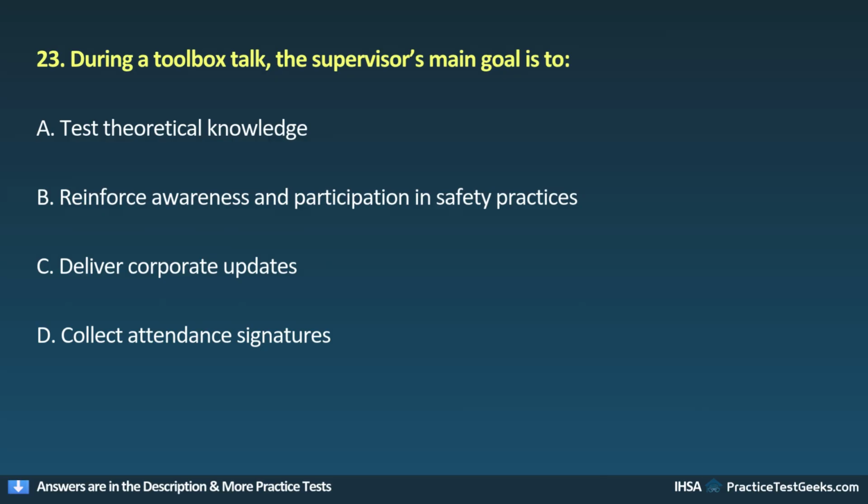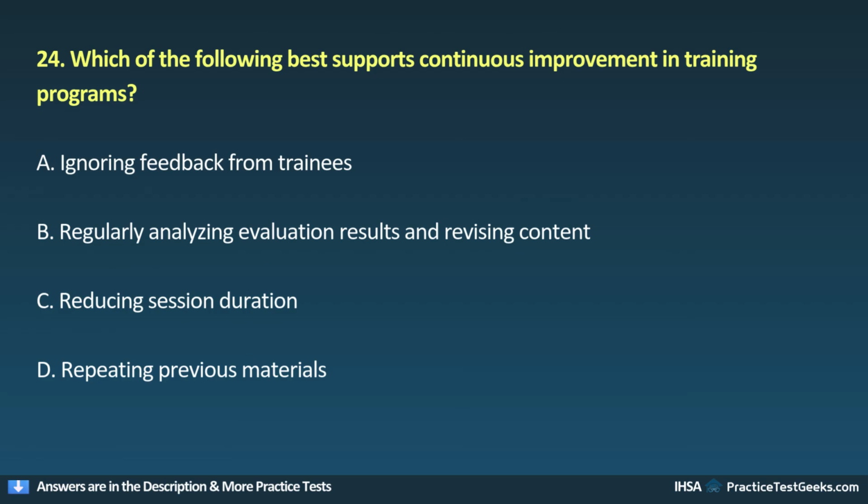Test theoretical knowledge. B. Reinforce awareness and participation in safety practices. C. Deliver corporate updates. D. Collect attendance signatures. 24. Which of the following best supports continuous improvement in training programs? A. Ignoring feedback from trainees. B. Regularly analyzing evaluation results and revising content. C. Reducing session duration. D.